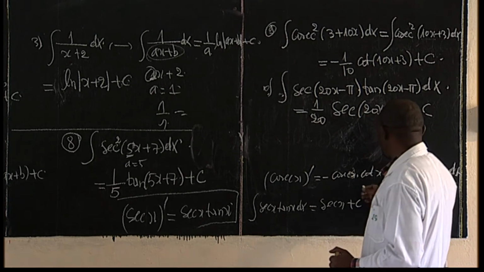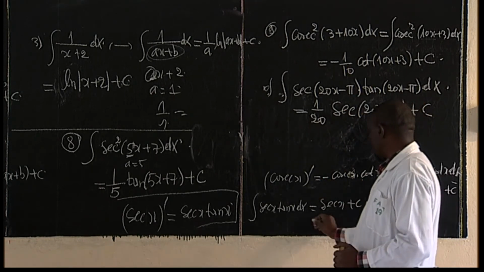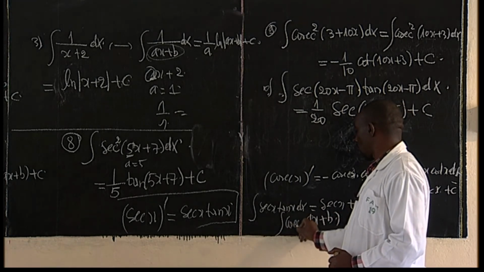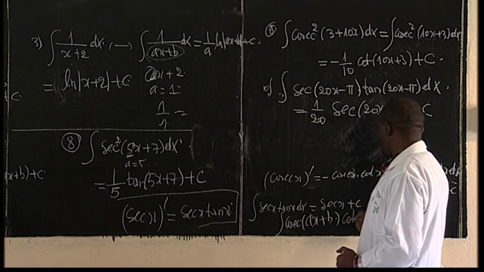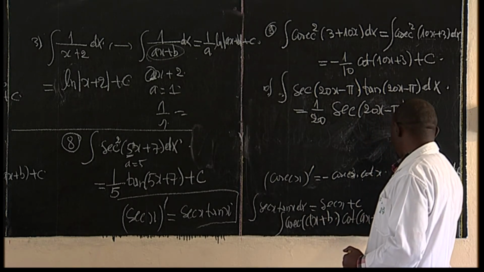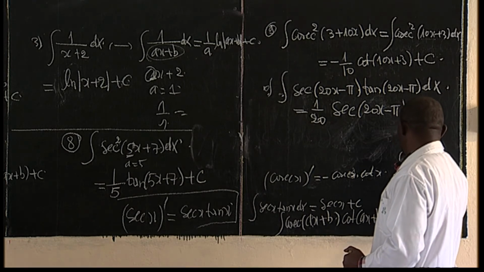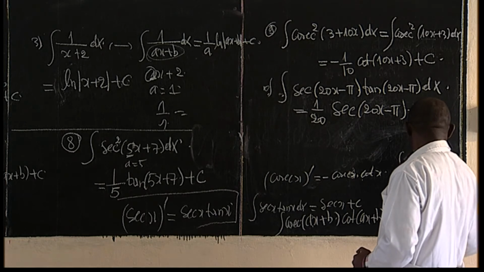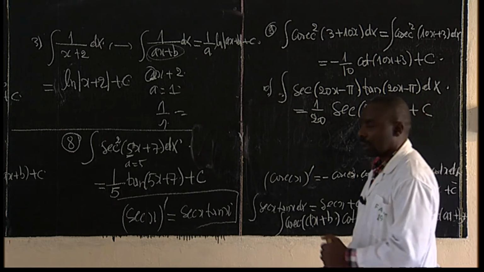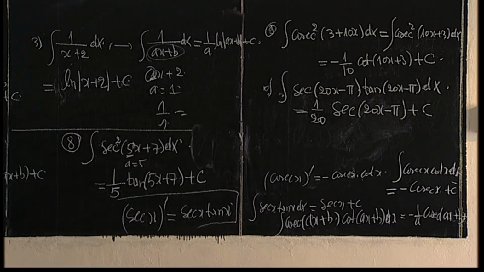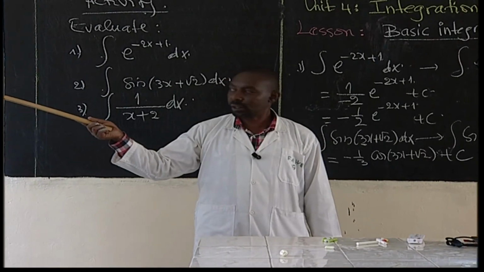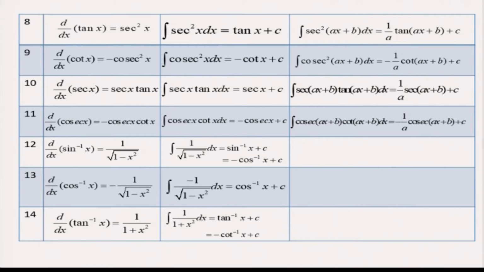When I introduce the expression like this, ax plus b, cosec(ax plus b) times cotan(ax plus b) dx, of course, it will be minus 1 over a cosec(ax plus b), then plus c, right? It is what you have here. Are we together? Is this clear? Thank you very much. Let me give you an example for that.